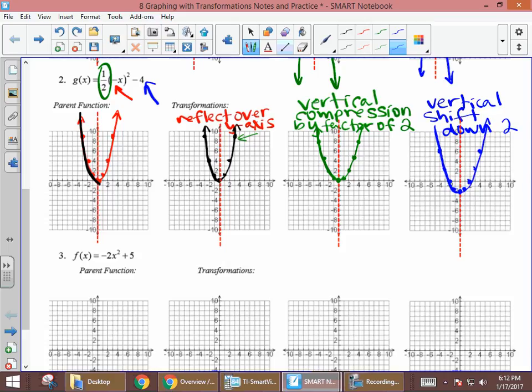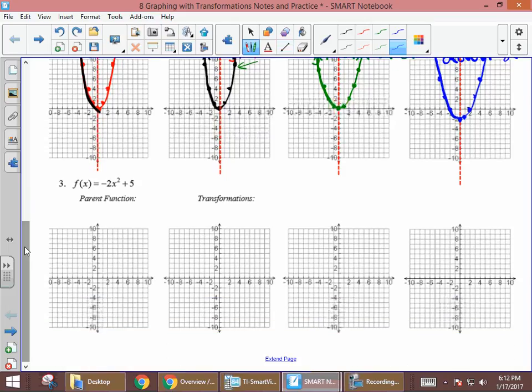And graph it the best you can. There you go. Brings us to the third problem.